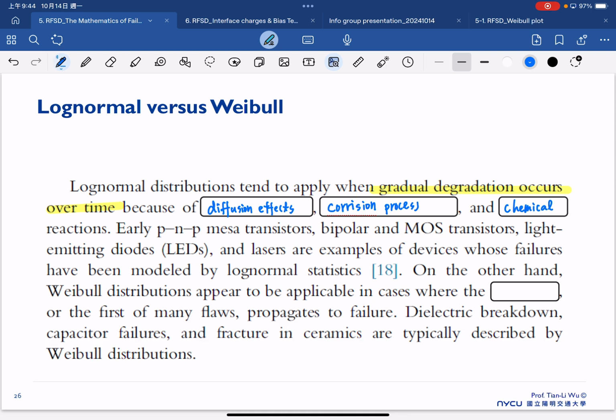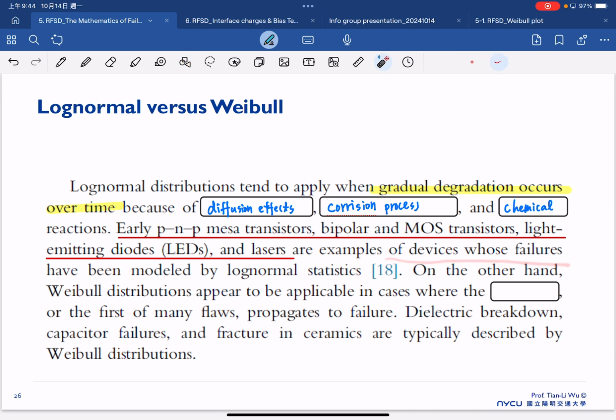For example, some previous studies in the early days have shown that certain degradation might be fitted with the log normal distribution. But this is coming from the early literature. The early literature already pointed out examples of devices whose values have been modeled by log normal statistics. But you have to be aware that this is based on very old literature.